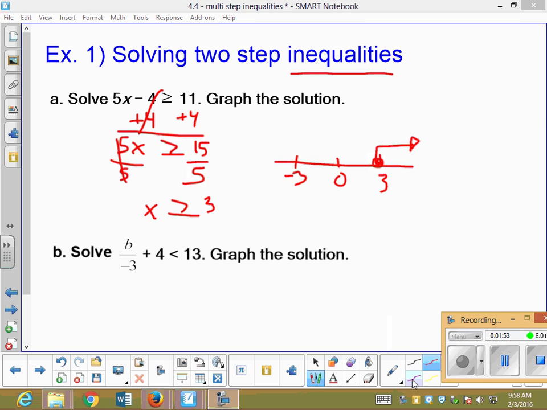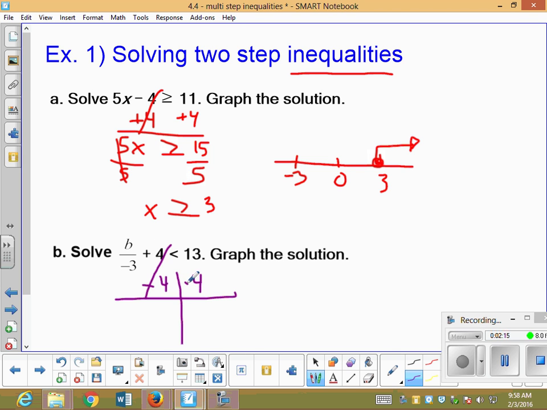In example B here, we have b is being divided by negative 3 and plus 4. So we want to get the variable by itself. So we get rid of the number that's the furthest away. Which one's the furthest? 4. So we're going to get rid of 4 by subtracting 4 here. Train tracks. If you subtract 4 on that side, you subtract 4 on this side. This side cancels because we don't need that 0. So then now we have b over negative 3 is less than, what's 13 minus 4? 13 minus 4 is 9.